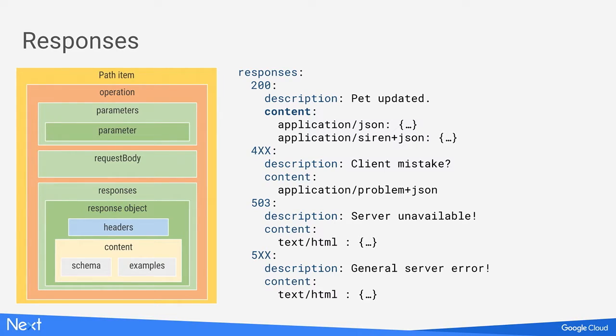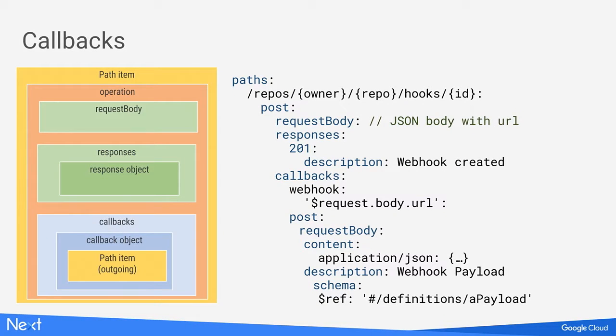Similarly for responses, you've got multiple content types, and you can now wildcard status codes, which is kind of cool. And there was an amusing conversation about how many X's we should allow in status codes. I should probably have written down what video we did that in because it was funny.